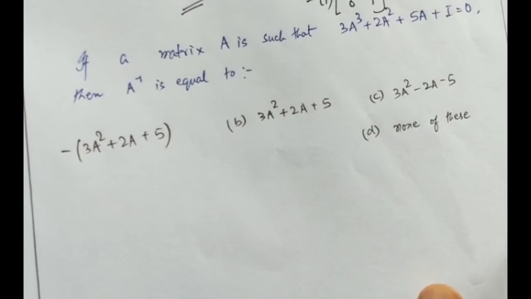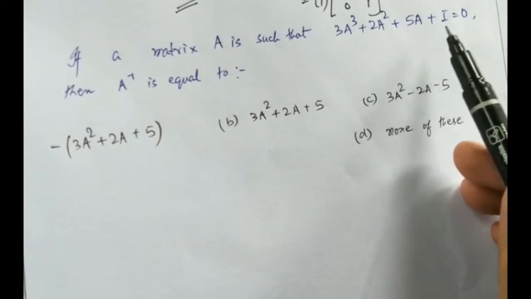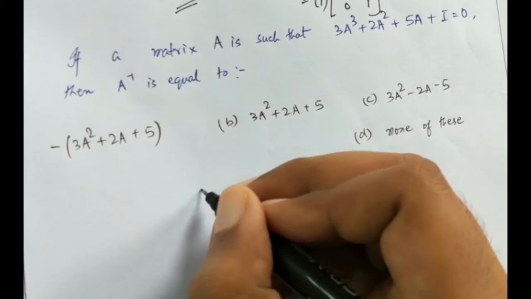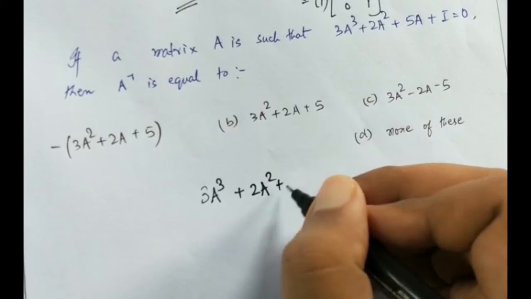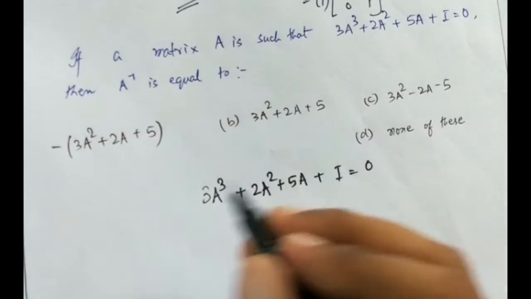For our second question today, a matrix equation is given as 3A cube plus 2A square plus 5A plus I equal to 0. You have to find the value of A inverse. So the best way to do this is to write the equation what we have and then multiply with A inverse on both sides.